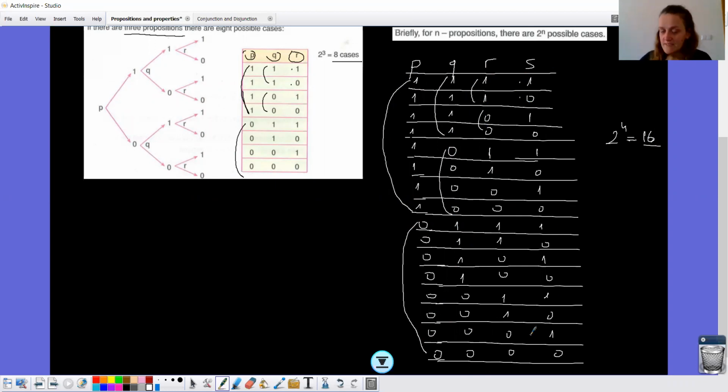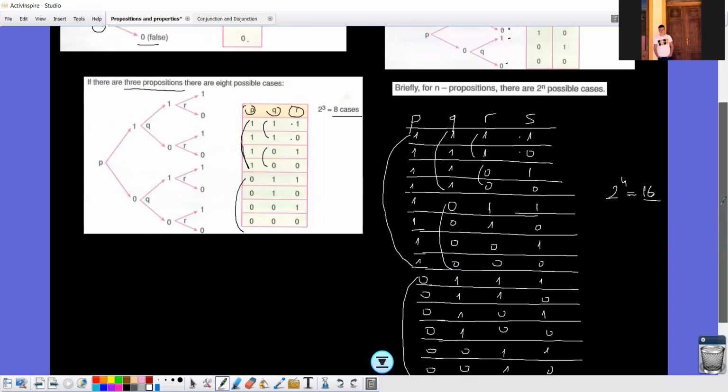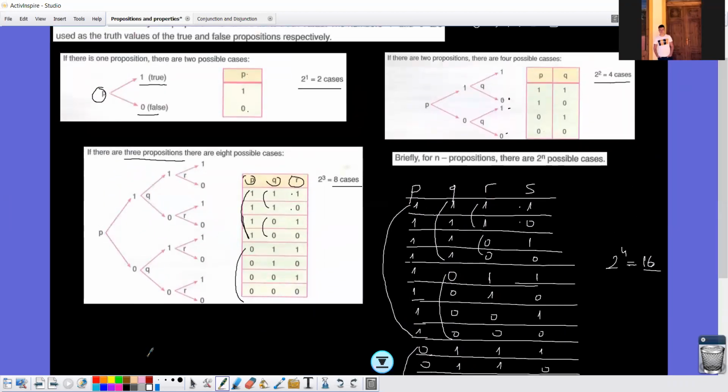Okay, Yona? Yes, teacher. It's clear now. Okay, now let's see how we'll use these truth values, where we'll use and how we'll use these tables.